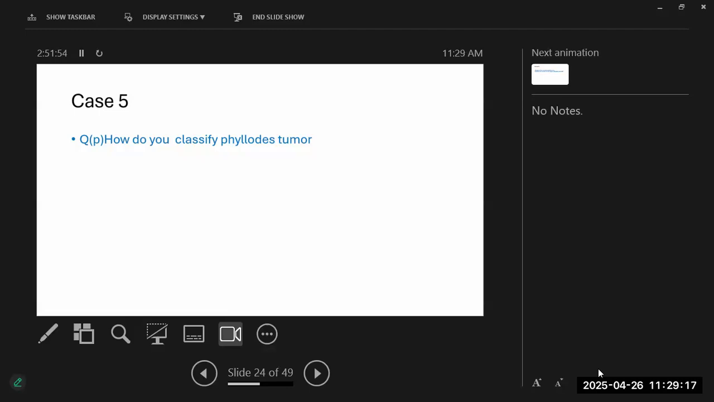So Dr. Priyanka, what are the different types of phylloides tumor and what are the features which suggest malignant potential? Yeah, phylloides is a very interesting tumor. Previously we were talking about carcinomas, which are basically epithelial tumors. Now, phylloides is a biphasic tumor.